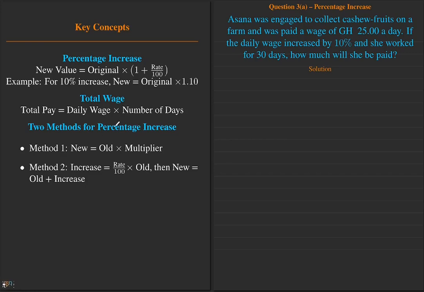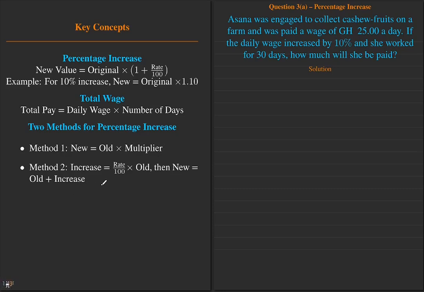Now, with that aside, there are two ways we can solve for the percentage increase apart from this one. First, all you need to do is to look for the increase we are talking about. Since it is a percentage of the old value, you just multiply the rate by the old value, and that gives you your increase.